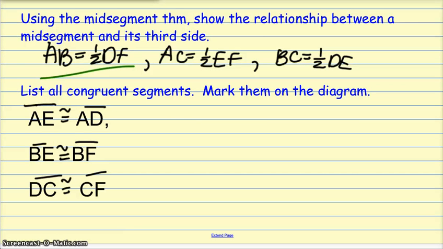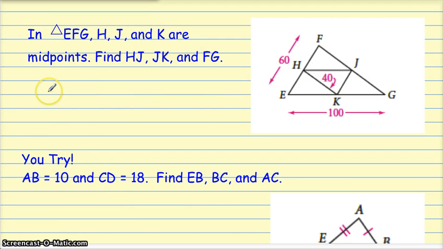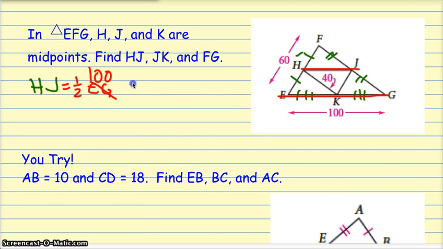DC, FC, okay. In triangle EFG, H, J, and K are midpoints. So I'm going to go ahead and mark that. Single, double, triple. Find HJ. Well, HJ is going to be here in red. So its third side that it has a relationship to is that one. HJ ends up equaling half of the longer side, which is EG. The diagram shows me that EG is 100, so HJ equals half of 100, which is 50.